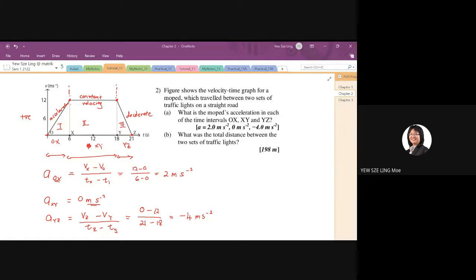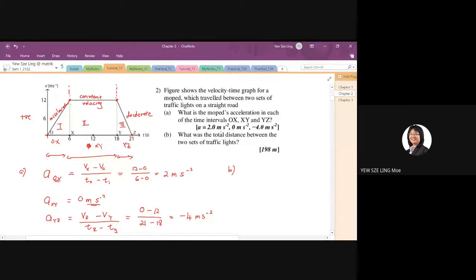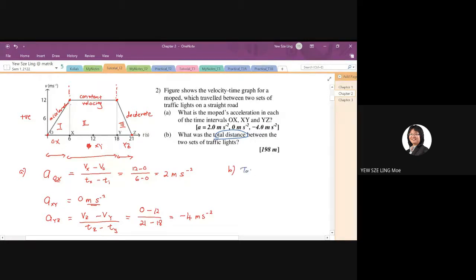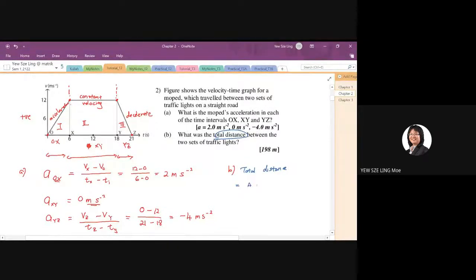All right, so we are done with question A. Let's look at question B. Question B asks you to calculate total distance. It doesn't matter whether the question is asking for total distance or total displacement, you're still going to get the same answer. So total distance, how are you going to calculate? Total distance is equal to the area under the graph.